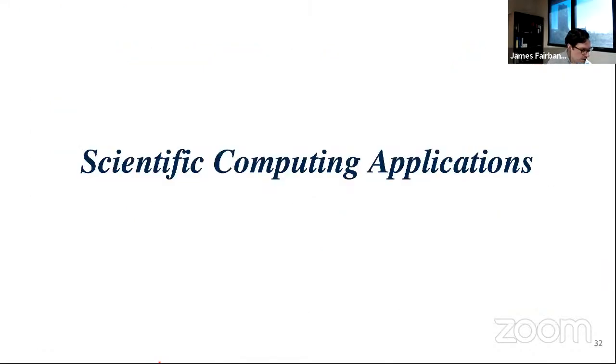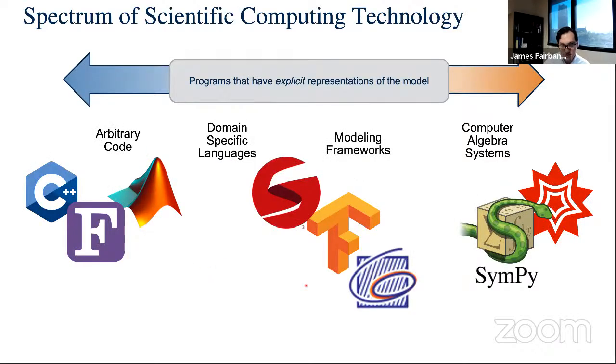So yeah, I'll just briefly show some other applications and then be ready for questions. Yeah, so there's a spectrum of scientific computing technology, from analyzing arbitrary code to computer algebra systems. And these modeling frameworks and domain-specific languages live in between. That's where we want to study things.